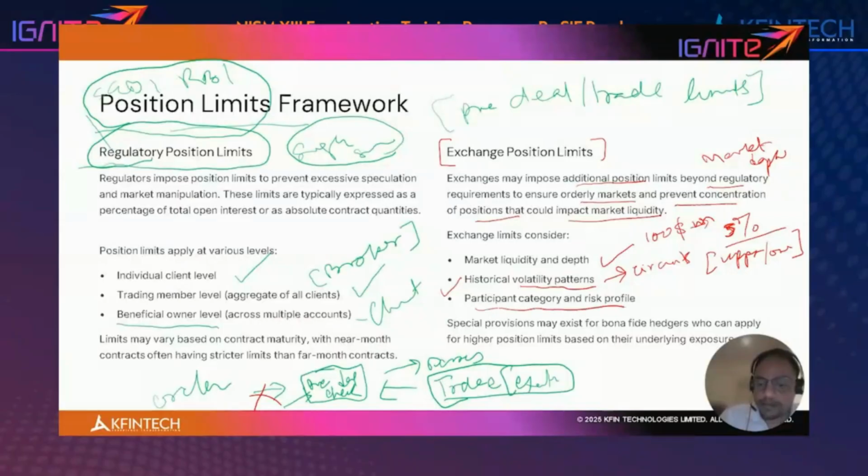Participant category and risk profile, that means if an individual is a risk averse investor. Risk averse means by the social profile or by the risk profile, he is not a risk taking investor. Certain products might not be applicable for him and those limits are in place.